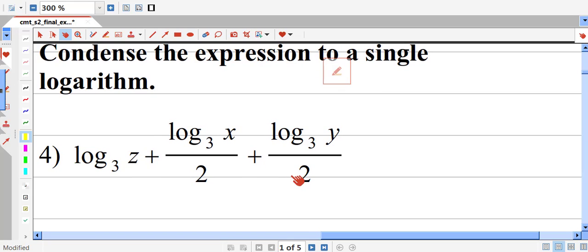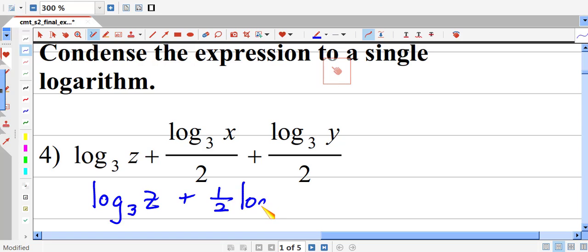Okay, now I'm asked to condense into a single logarithm. So here I'm asked to do the exact opposite. Okay, so really divided by 2 for those logs there really means I have this. Okay, dividing by 2 is the same thing as multiplying by 1/2.